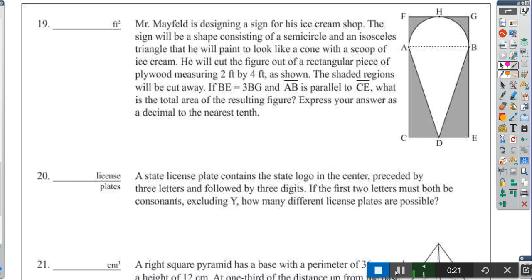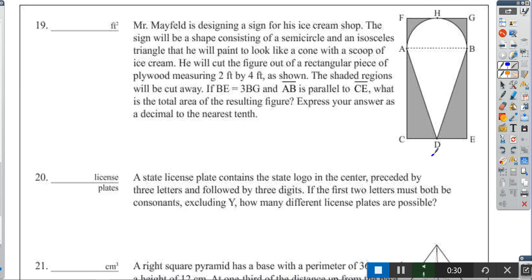The sign will be the shape of a semicircle and an isosceles triangle that makes it look like, shockingly, a cone. The plywood is 2 by 4, and it tells us that it's in a ratio of 3 to 1. And this is right in the middle, so that's 1 and 1. Okay, so the area of this triangle is 1.5, 1.5. So that means the whole thing is 6. 2 times 3 minus 3. So this area is 3.